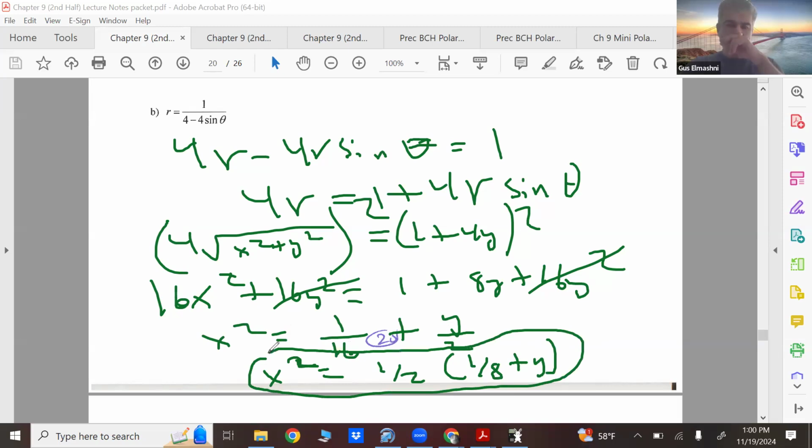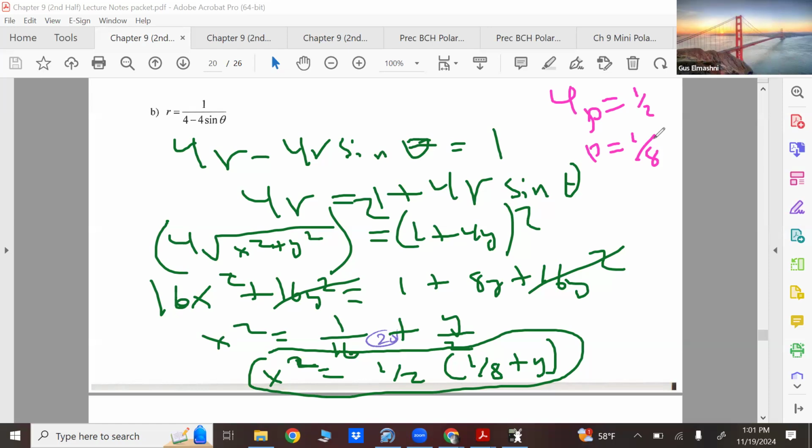Correct. That actually makes sense because if your 4p is 1/2, your p is 1/8, so your focus is 1/8 away from the vertex. Your vertex is (0, -1/8). If you move 1/8 up, you are now at the origin. The focus is at the pole. That makes sense. If you were to work it out, it will be at the pole.